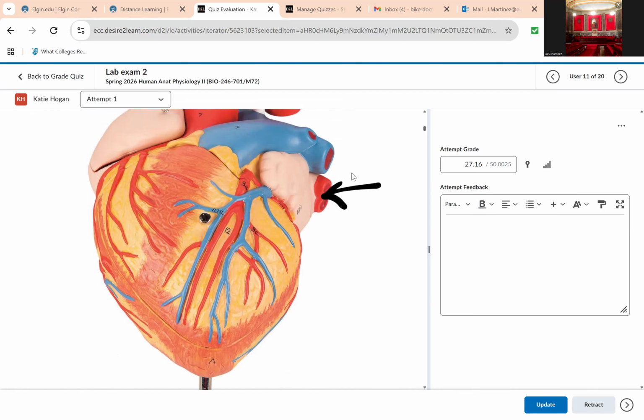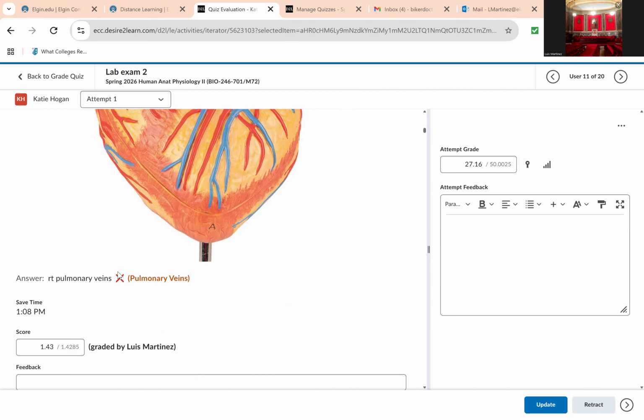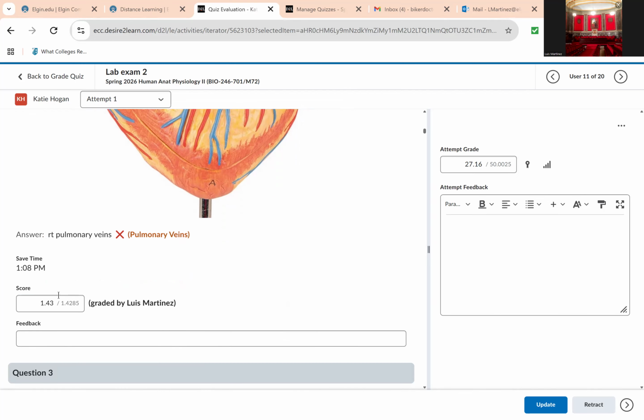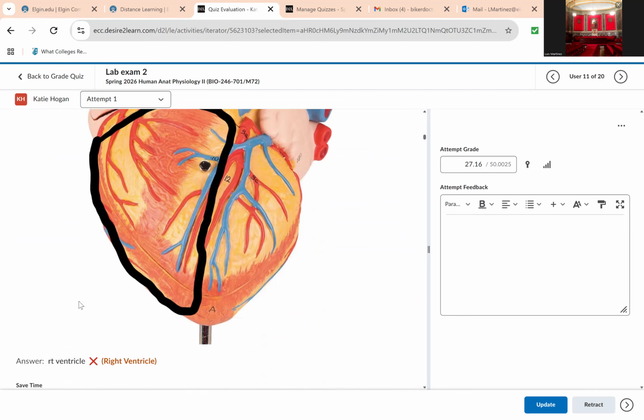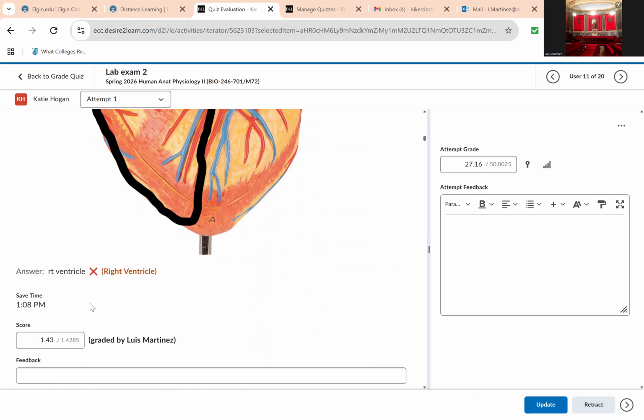Now, I'm going to make the point here to show you that these are the left pulmonary veins, and you wrote right pulmonary veins. And even though those are the left, not the right, I did award you the points. So I didn't take into consideration that you wrote right pulmonary veins when those are the left pulmonary veins. So that's number 2. Number 3, right ventricle. It's marked wrong, but you can see that I added the points here.